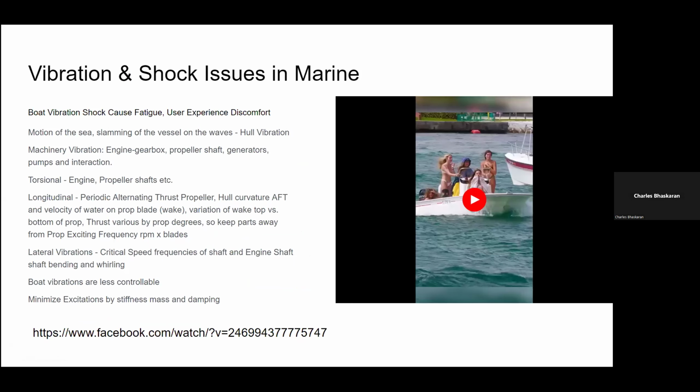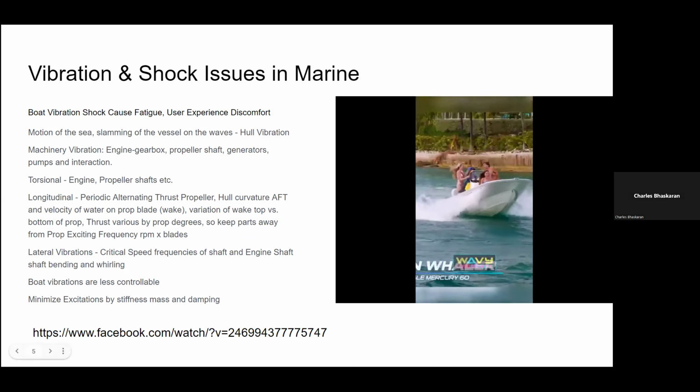Now we talked a lot about noise. We get into the vibration portion, and vibration in marine is fairly severe. And this is an example. I'll try to play the video. If it comes on, it's okay. Otherwise, it's hard to play. It's not playing correctly. So I'll talk through it.